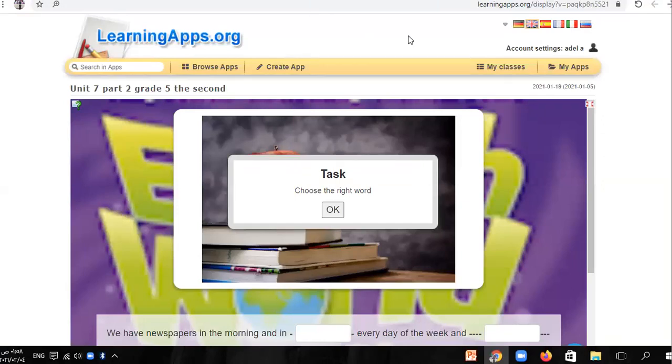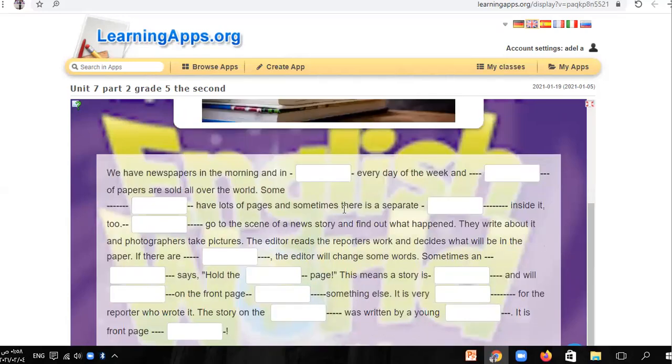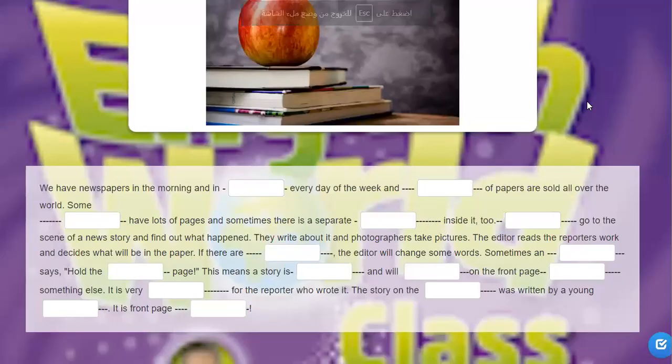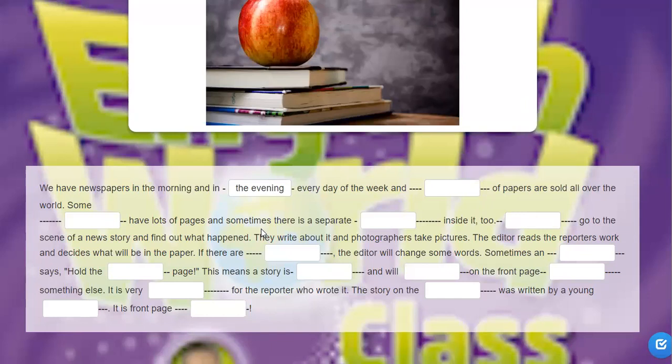Now let's practice reading. Yes, we'll read the text again, but we are going to leave a word in a kind of closed test, and you are going to continue with me. We have newspapers in the morning and in the evening, of course, according to the text, every day of the week. Millions of papers, I mean newspapers, are sold all over the world. Some newspapers have lots of pages, and sometimes there is a separate what? Magazine. They put a magazine inside the newspaper, a colorful book inside the newspaper.